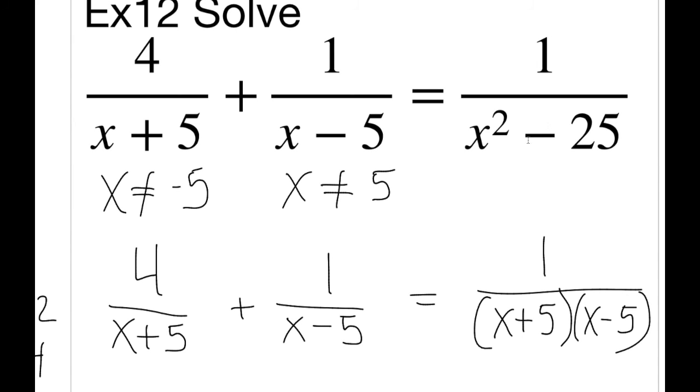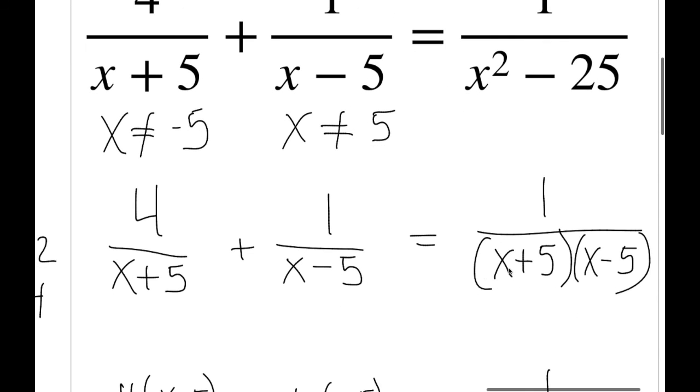So we factor this denominator right here, and so we get 1 over x plus 5, x minus 5, and if we hadn't already said, wait a minute, x should not equal negative 5 and x should not equal 5, then I would definitely say it right now also. But this is kind of a repeat. Okay, so let's find the least common denominator.